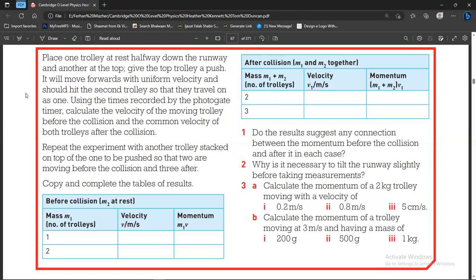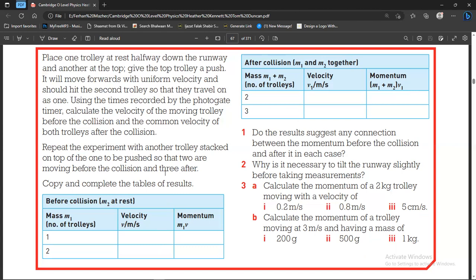So here you have the mass, or you can say number of trolleys, velocity, and momentum. And this is before the collision and after the collision. Now when the trolleys are attached to each other, then their mass, their velocity, and then their momentum. So by using this formula, m1 plus m2, put brackets around it, and then multiply it with the velocity. You will observe the results will be the same, I think. Do the results suggest any connection between the momentum before the collision and after it in each case? Why is it necessary to tilt the runway slightly before taking measurements?